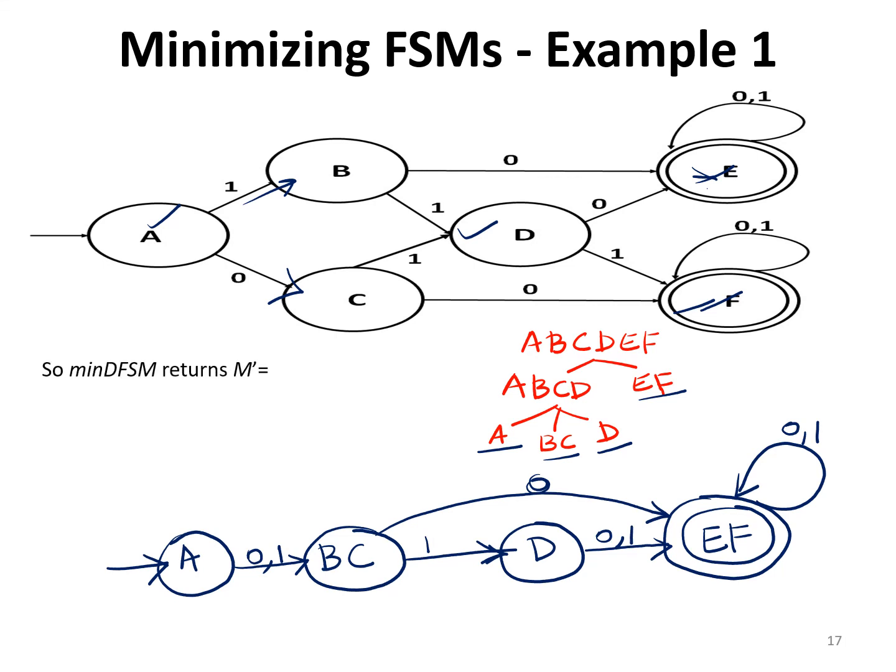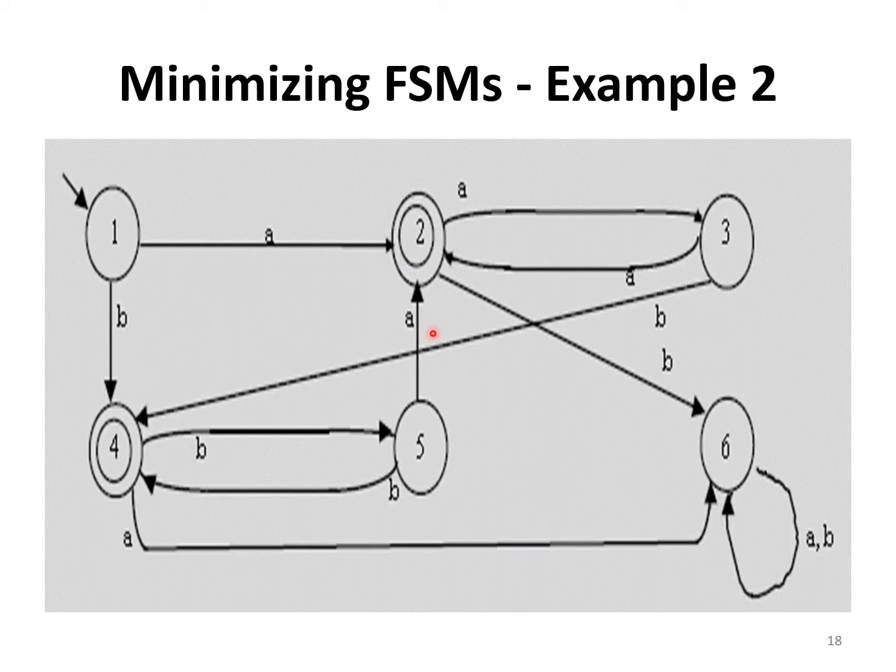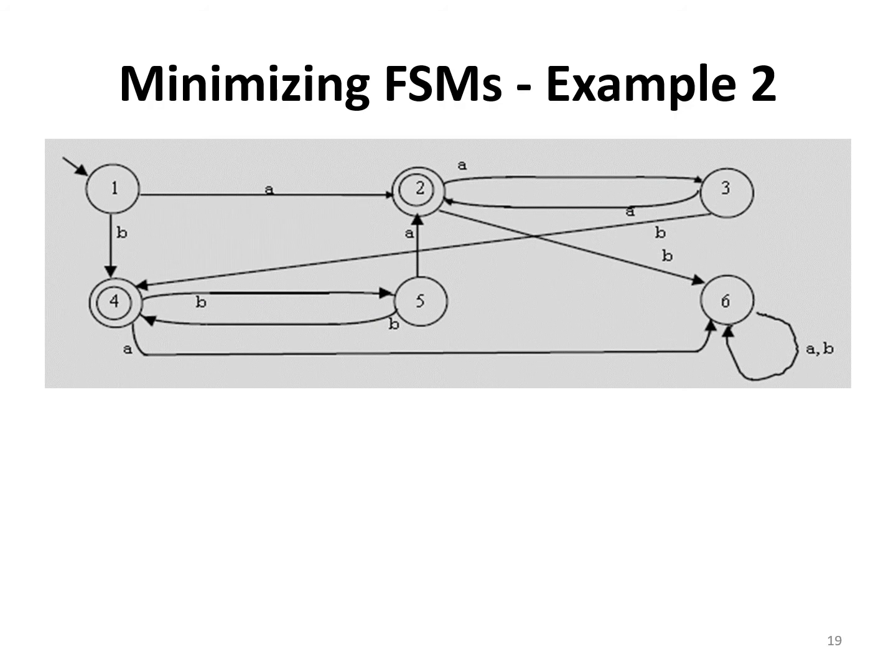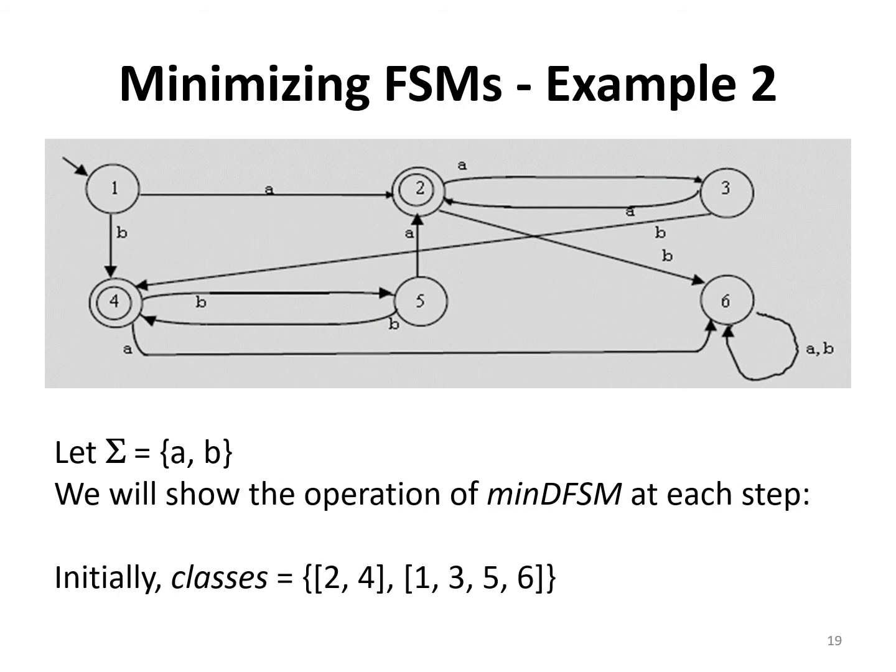So this is the minimized DFSM returned, which is equivalent to this FSM. This is how we go for minimizing the DFSM using min DFSM algorithm. Let us minimize the second FSM by using min DFSM algorithm. This FSM is over summation {a, b}. So we'll see how the min DFSM operates at each step.